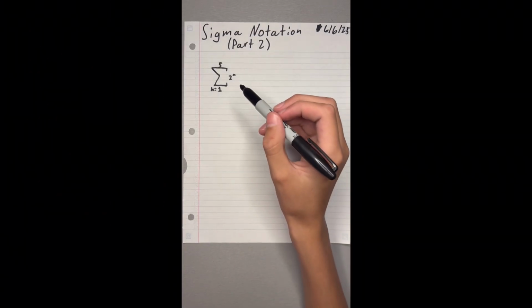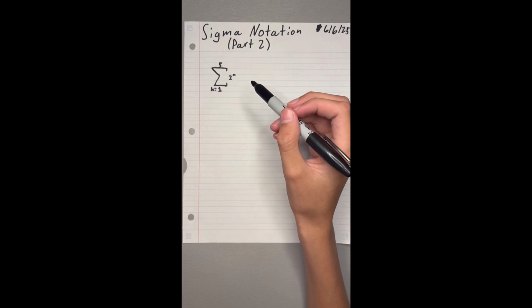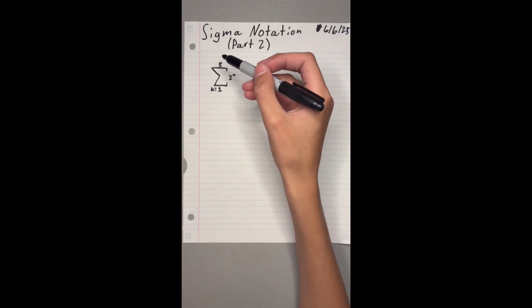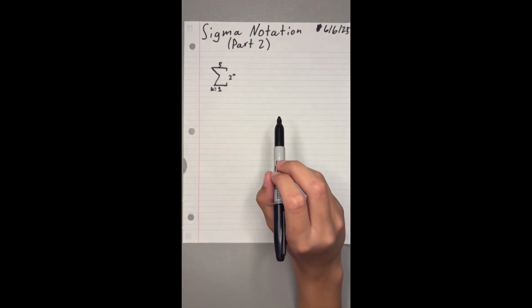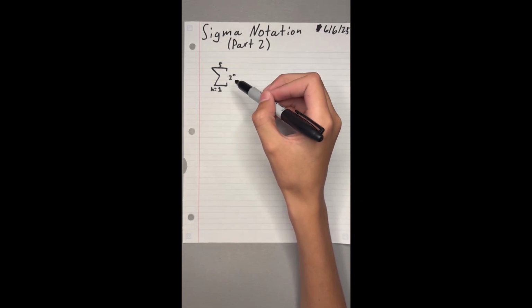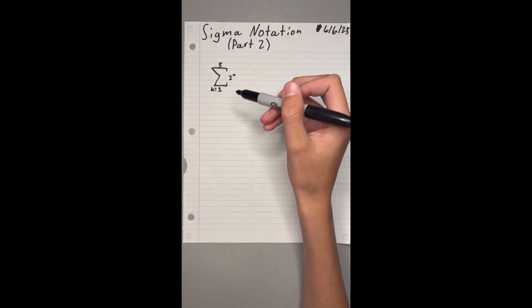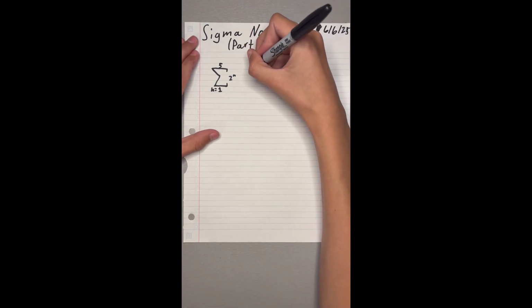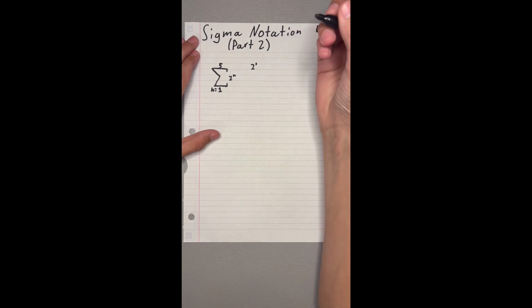Here we have an expression written in sigma notation with a lower limit of 1 and an upper limit of 5, similar to the last one, but the rule is different. It is now 2 to the n. So let's solve it. Our first value of n is 1, so we have 2 to the first, which is equal to 2.